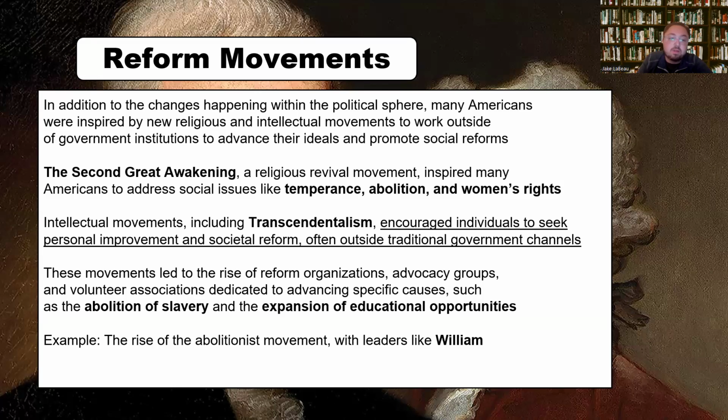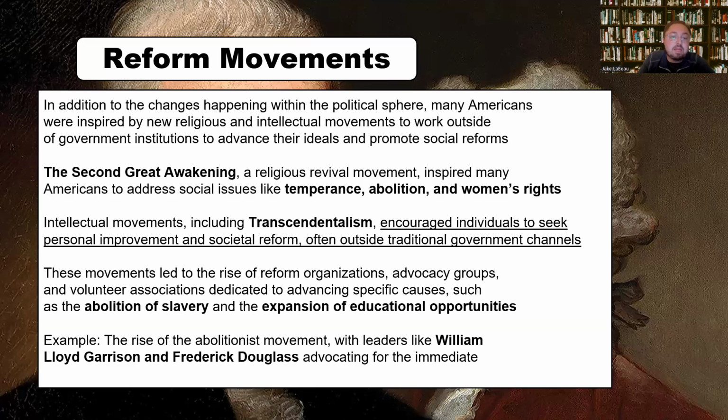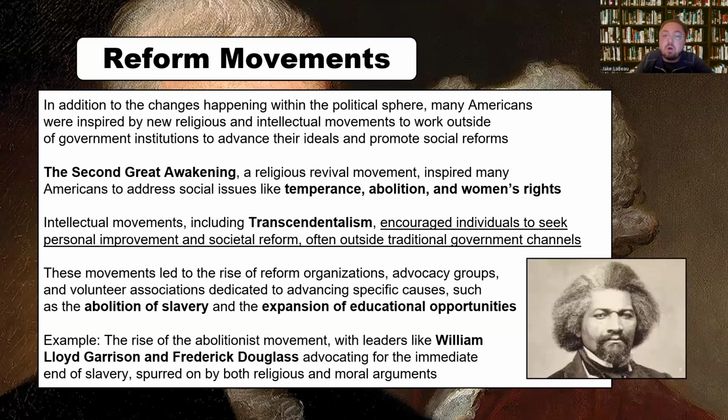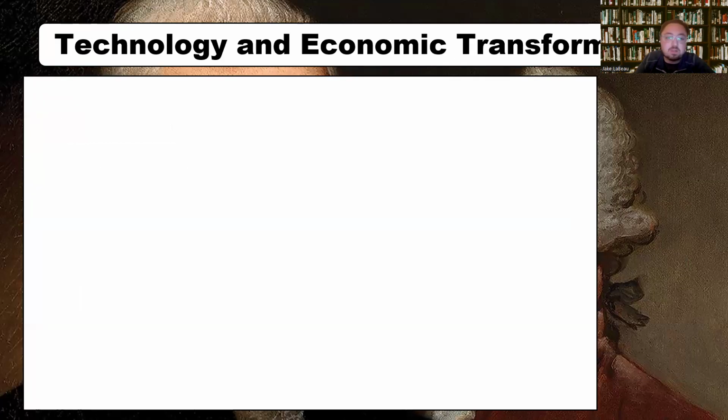So, for example, the rise of the abolitionist movement, with leaders like William Lloyd Garrison and Frederick Douglass, advocating for the immediate end of slavery. It was spurred on by a religious point of view, that it's religiously wrong, but they also looked at it from a moral perspective, that it's just inhumane and morally wrong. And here's Frederick Douglass, an amazing speaker. His words are deeply resonating. Hopefully we get to read some of his writing in this course.